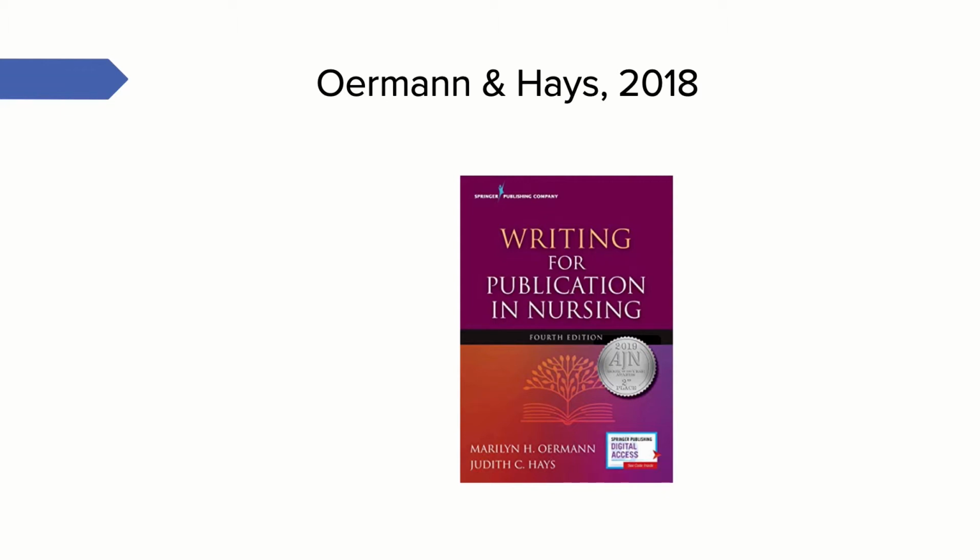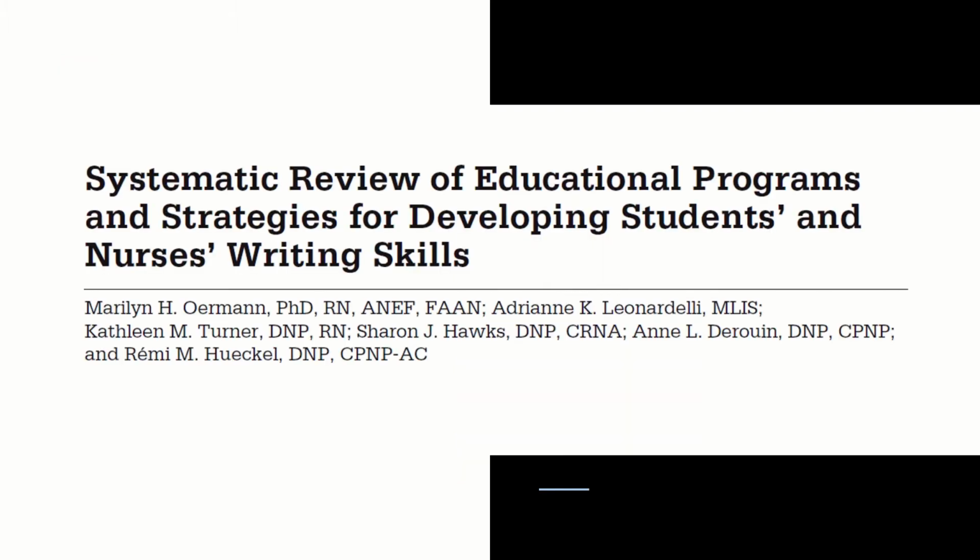The systematic review I've chosen to use as an example is titled Systematic Review of Educational Programs and Strategies for Developing Students and Nurses' Writing Skills. The example includes notations in red that represent skills described in the scientific writing assessment, and I'll be discussing that in depth in this video. The notations in blue represent the organization or structural elements of the paper. If you find that the paper is difficult to read due to the markup, you can also retrieve a clean copy of the study.